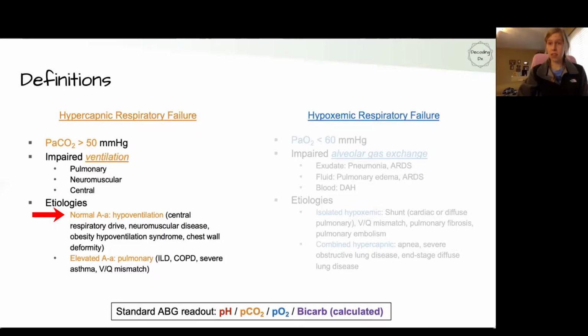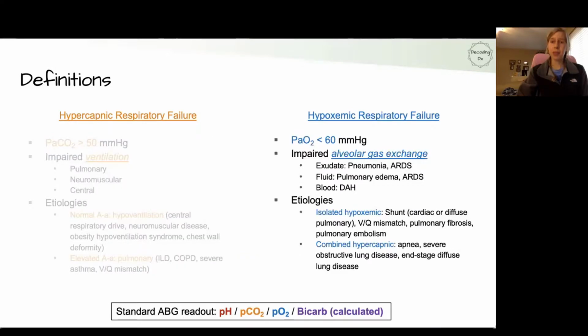Etiologies of hypercapnic respiratory failure include those with a normal AA gradient, meaning that there's hypoventilation, but the gas exchange itself is normal, or elevated AA gradients, which indicate that there's something going on with the pulmonary gas exchange physiology. For more on an AA gradient and what that means, go ahead and watch our video on hypoxemic hypoxia. Hypoxemic respiratory failure happens when the partial pressure of oxygen in the blood, PaO2, is less than 60. This happens because there's impaired alveolar gas exchange.